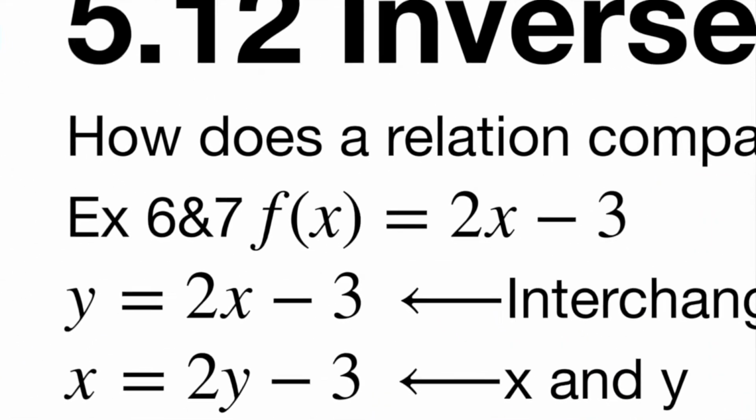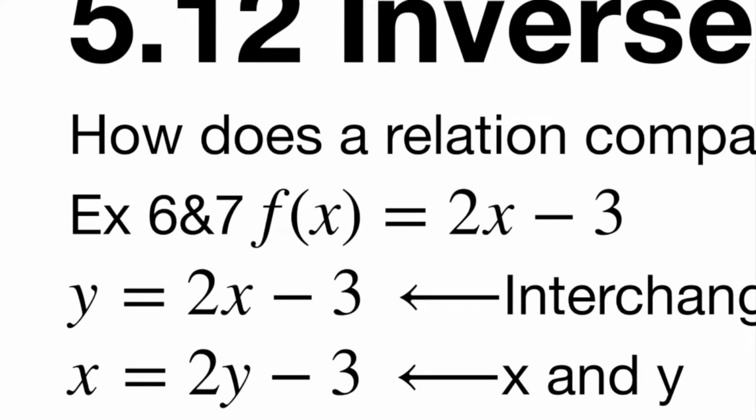So let's say you've got a function like f of x is equal to 2x minus 3. One thing you can do is change the f of x to a y, so it becomes y equals 2x minus 3, and then you can interchange the x and the y. That's a really great way to produce the inverse. Just flip them. Wherever you see a y, write an x, and wherever you see an x, write a y, and it becomes x equals 2y minus 3.